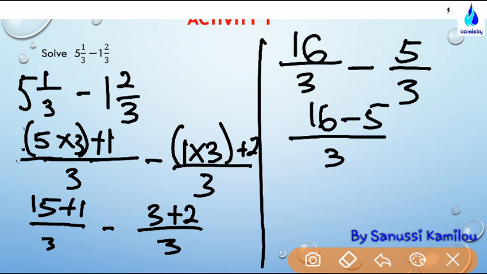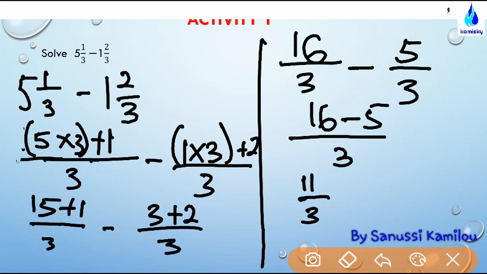The next level, what do you think we are going to do? 16 minus 5. Let's do it for people who cannot see well. 6 minus 5 is giving what? 1. And then 1 minus 0 is what? 1. So my answer is what? 11. Very good. So we are having 11 over 3.